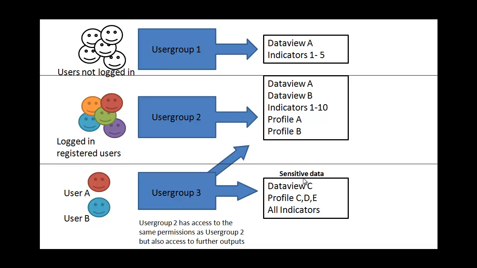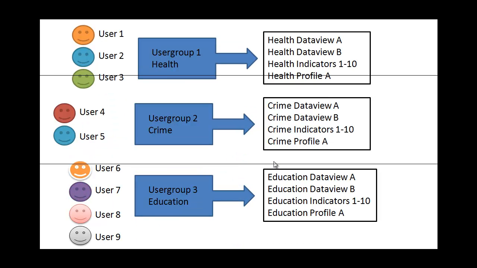User management can also be used to assign users to particular user groups to suit their particular interests. This is shown in this diagram. You can see that a user who registered because they're interested in health statistics has been placed in a health user group, and therefore only has access to datasets that relate to their area of interest. Further users may be part of a crime user group or an education user group, again, only having access to outputs that represent their interest.